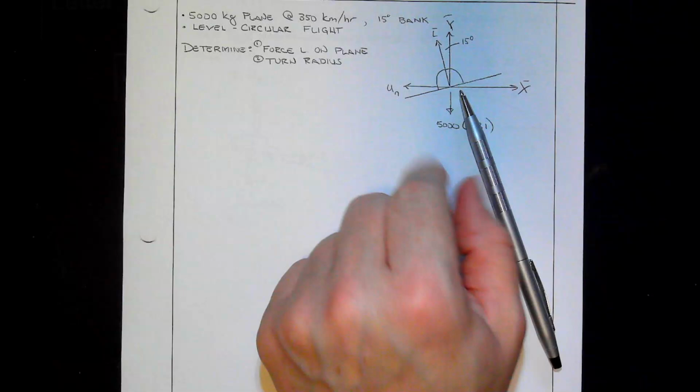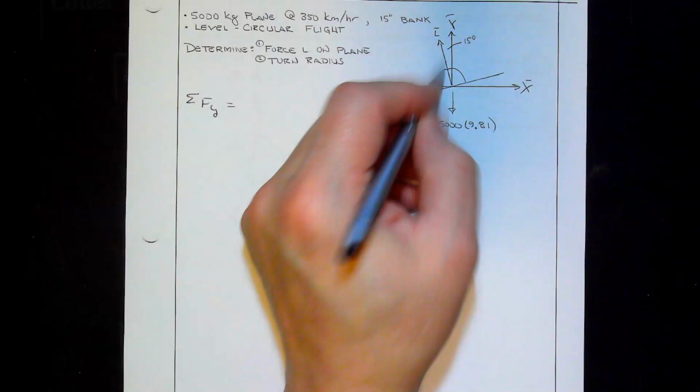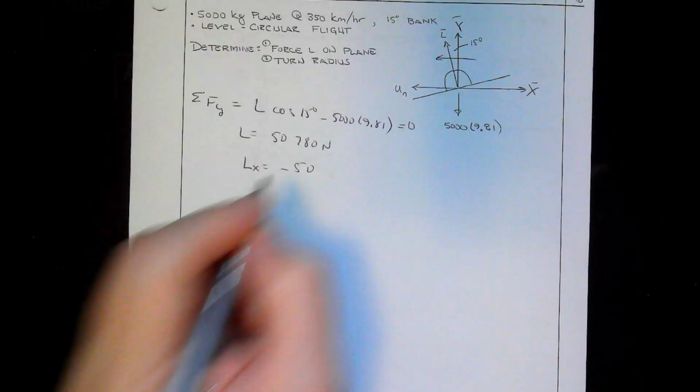It's going in a circle, so kind of like this, all right? Here's its velocity, 350 kilometers per hour. It's at a 15 degree bank. Now, how does this work? So what makes this thing turn? Well, if you bank the plane, that forces it to turn.